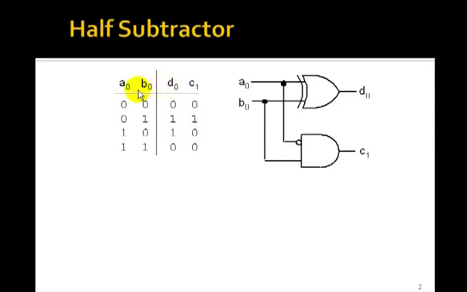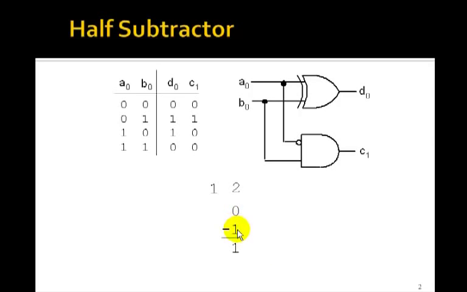The difference D is going to be A minus B, and C is going to be the borrow. So 0 minus 0 is 0 with no borrow. Let's skip this one. 1 minus 0 is 1 with no borrow. 1 minus 1 is 0 with no borrow. What about 0 minus 1?